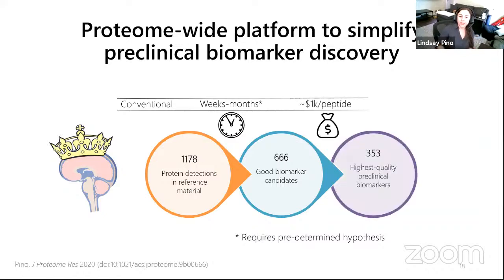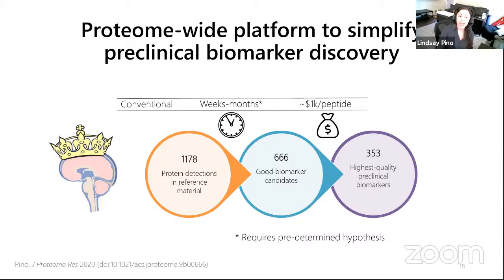So next, you might want to do the highest quality preclinical biomarkers out of this. So now you're doing more like calibration and validation tests that require those heavy isotope standards. And as I mentioned, every single one that you want to purchase is going to cost you about $1,000 per peptide if you're doing a heavy isotope standard for them. So this process using conventional methods is going to take you weeks to months just to decide which biomarkers you want to chase after from your system. Then it's going to cost you about $1,000 per peptide that you want to test for preclinical validations.